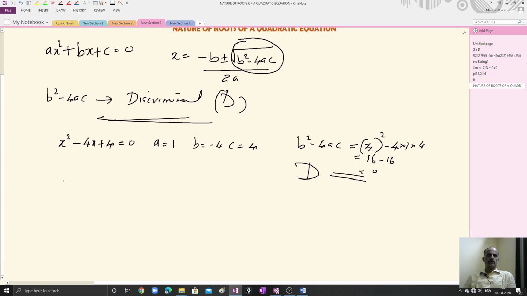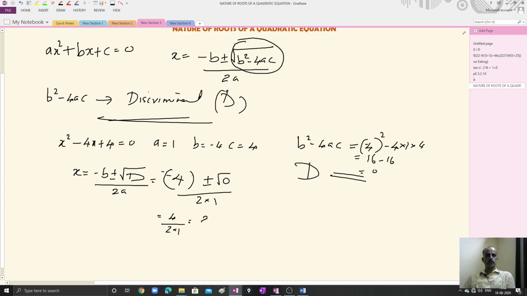Okay, so now what are the solutions? Let us write the solution. x is equal to minus b plus or minus root of the discriminant, divided by 2a. That is equal to minus of minus 4, that is 4, plus or minus root of 0, divided by 2 into 1. That is equal to 4 divided by 2 into 1, that is equal to 2.